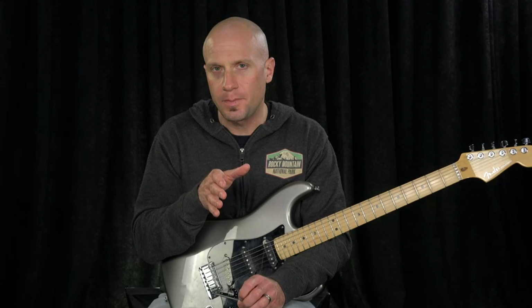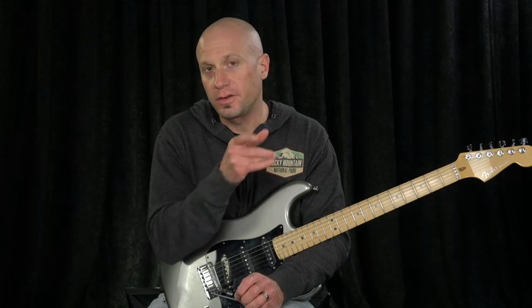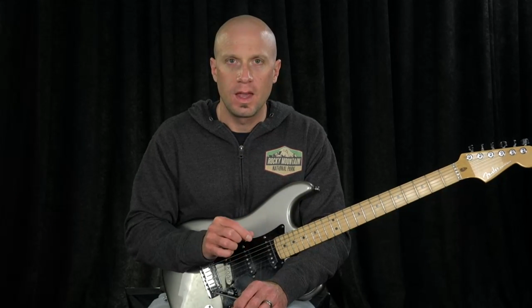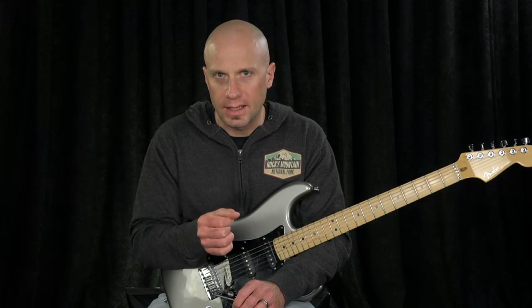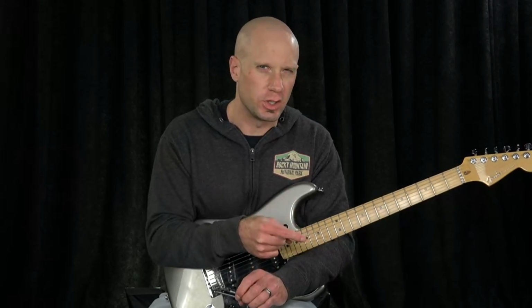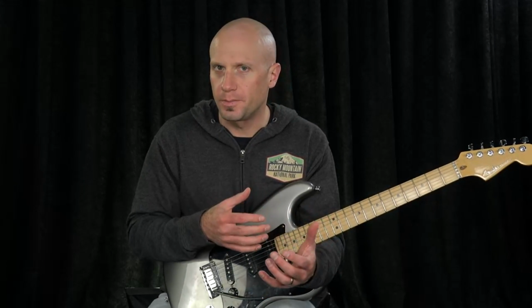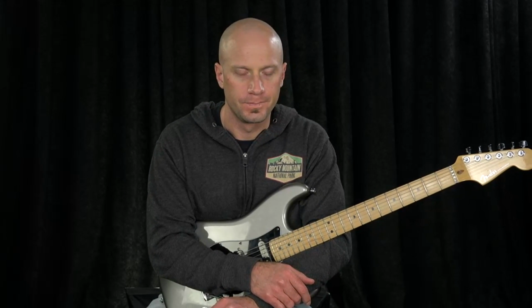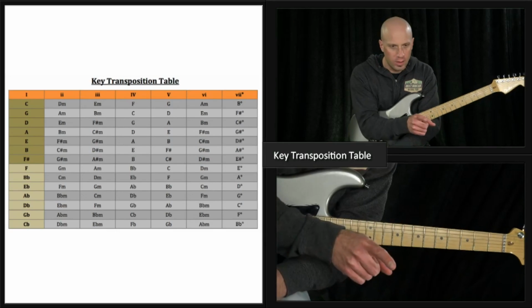So A Dorian would be in the parent key of G major, which has 1 sharp. A Aeolian would be in the key of C major. That's weird, but let's look at the key transposition table and you'll see why. Key transposition table now. Okay, cool.